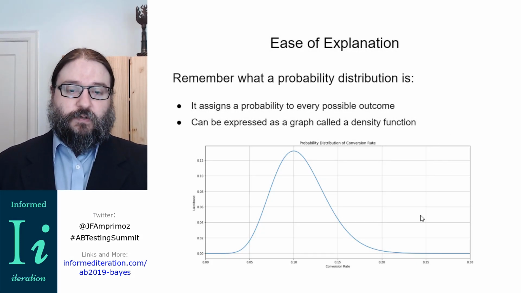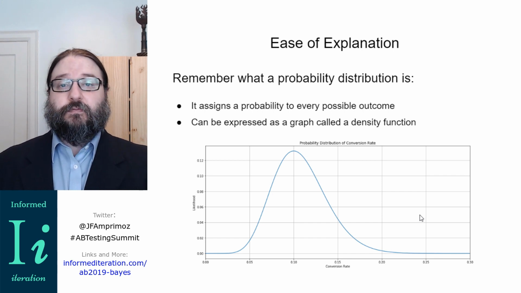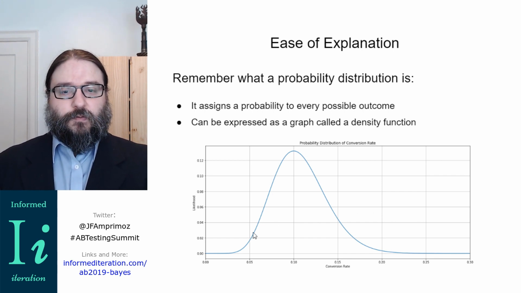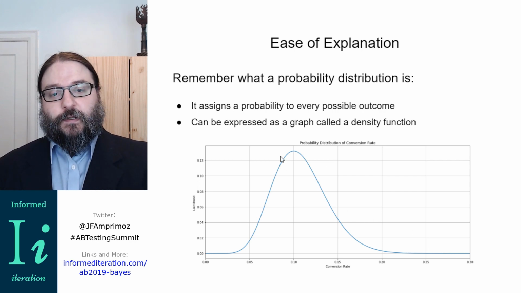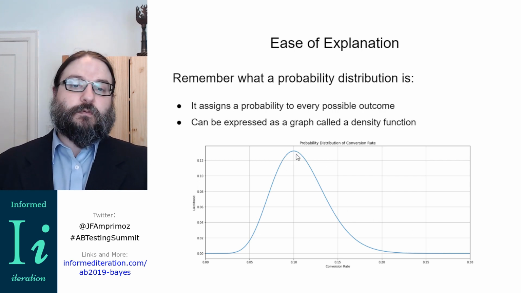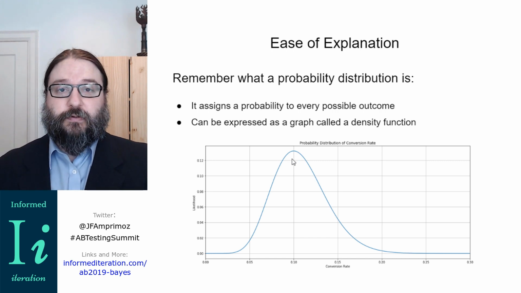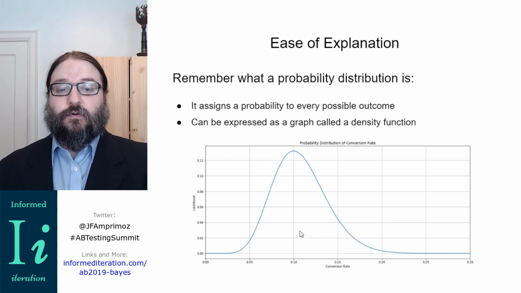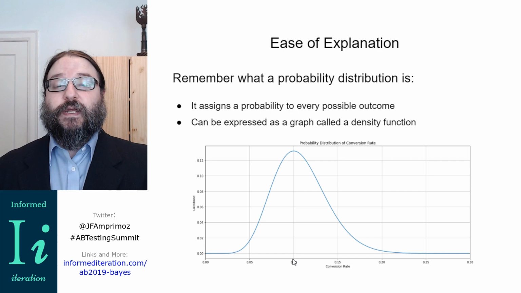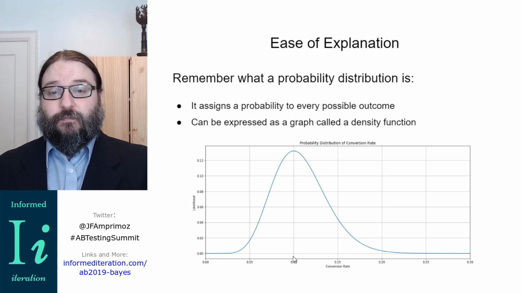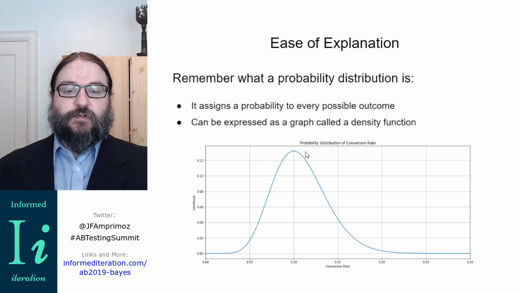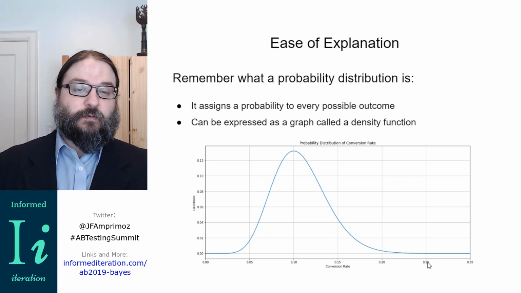So here we'll start with the probability distribution of the variant. We've drawn it a special way called the density function. The height of the curve represents the relative probability of the conversion rate landing at that spot under that part of the curve. So high above 10% means a bigger probability than low above 25%.